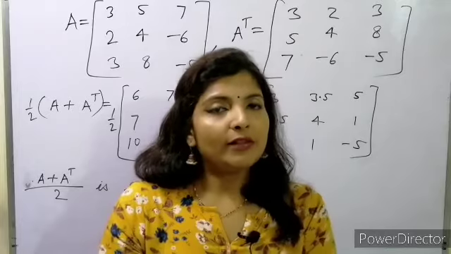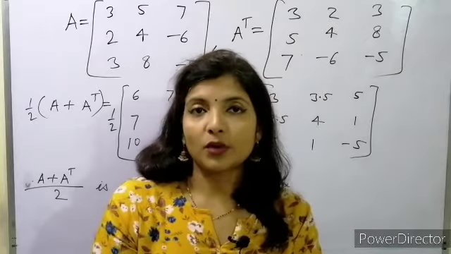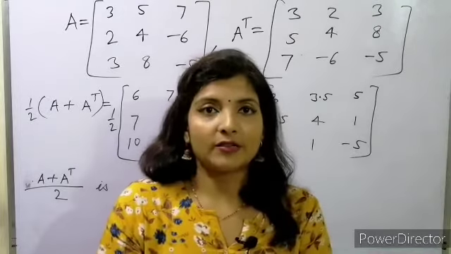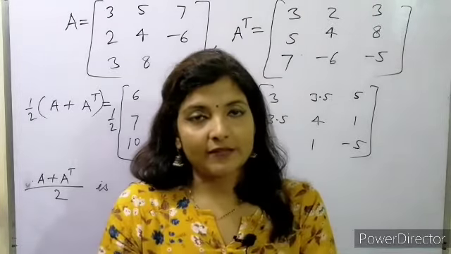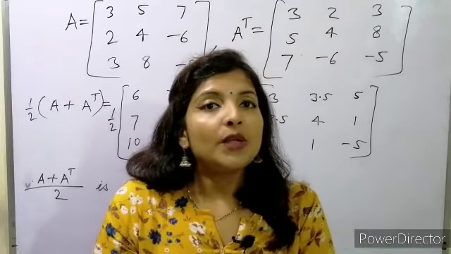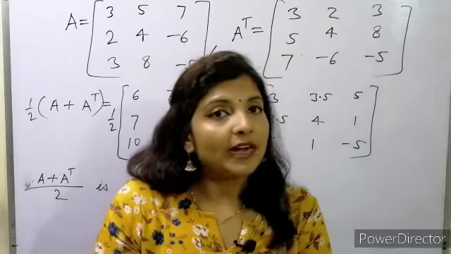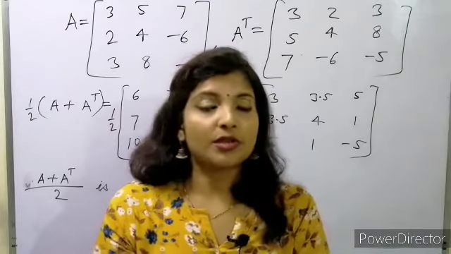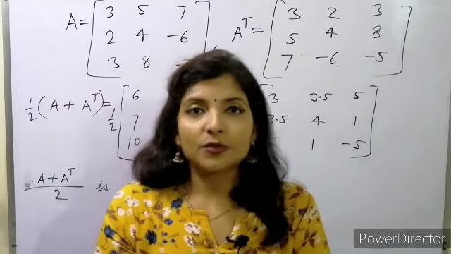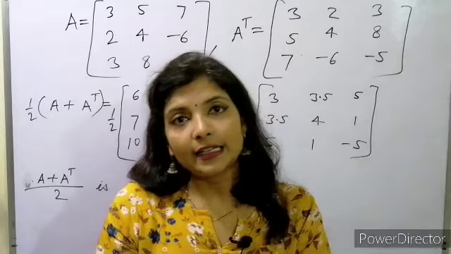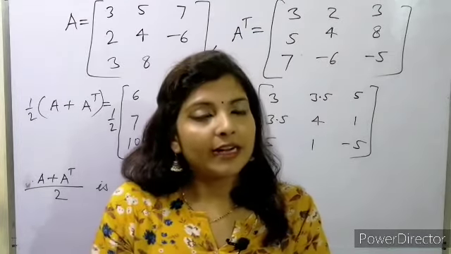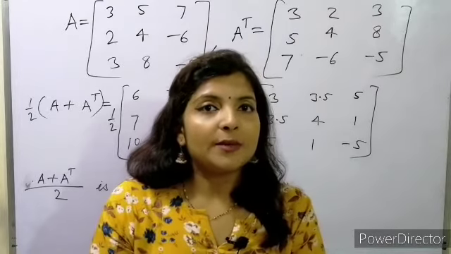Okay. Similarly, when we have to find the skew symmetric matrix, we'll subtract the transpose of the matrix from the matrix given. So if A is the given matrix and we have to find the skew symmetric matrix of A, we will find the transpose of A. Then we'll find A minus A transpose and divide that resultant by 2. So A minus A transpose divided by 2 will be the skew symmetric matrix.